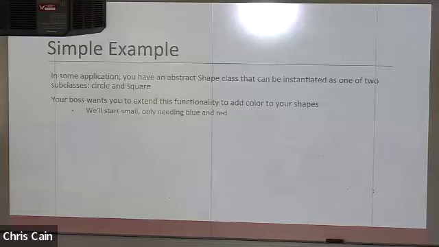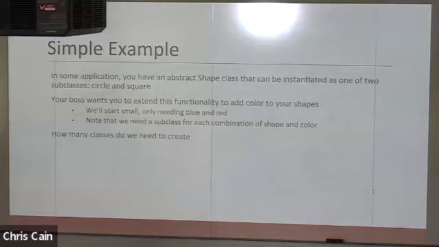So start small, having blue and red circles and squares. So we need a subclass for each combination of shape and color. So we would have a subclass for blue circle, blue square, red circle, and red square. So now, thinking that we have these 4 subclasses, how many classes do we need to add if we're going to now support a triangle shape? We want to extend this to support triangles. How many new classes do we need to create?